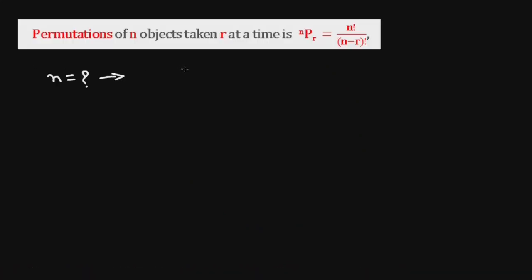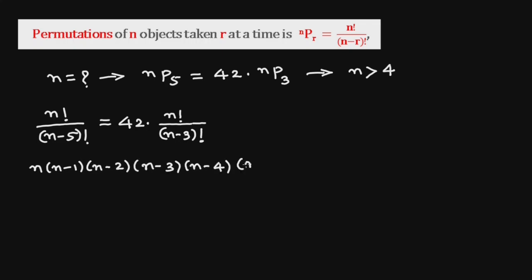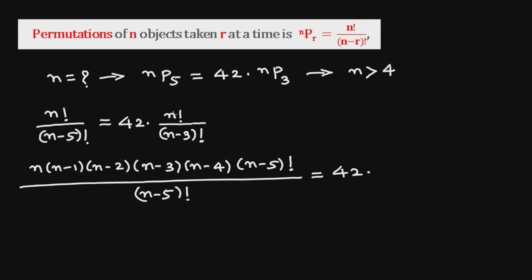Find n if nP5 equals 42 into nP3, where n is greater than 4. According to permutation formula, we write nP5 as n factorial upon n minus 5 factorial equals 42 into n factorial upon n minus 3 factorial. Now we express n factorial in terms of n minus 5 factorial and write n into n minus 1 into n minus 2 into n minus 3 into n minus 4 into n minus 5 factorial upon n minus 5 factorial equals 42. Here also we will express n factorial in terms of n minus 3 factorial.